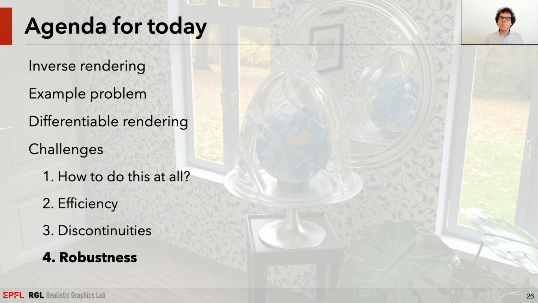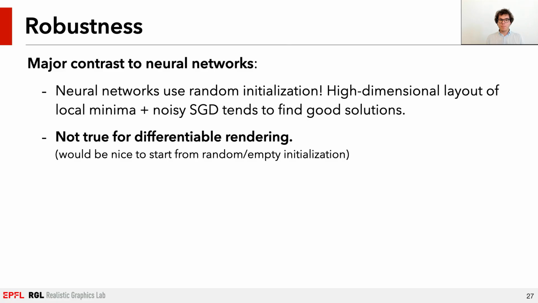Let's go to the last point, robustness, and then I'll wrap up. And this is the slide where I currently don't have any good answers. Differentiable rendering resembles training of neural nets. But the thing with neural networks is that you can just initialize them randomly. And for reasons that nobody really understands at the moment, the high-dimensional geometry of minima and saddle points causes stochastic gradient descent to find solutions that are pretty good. The same definitely cannot be said for differentiable rendering. We have to start with something that's already fairly close to the end result, or things will just explode.